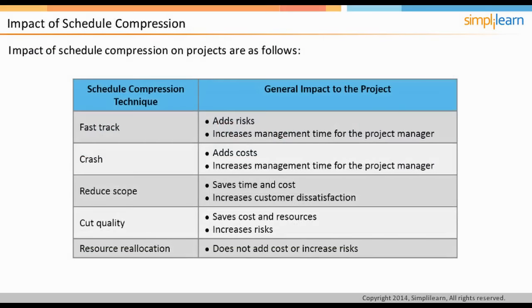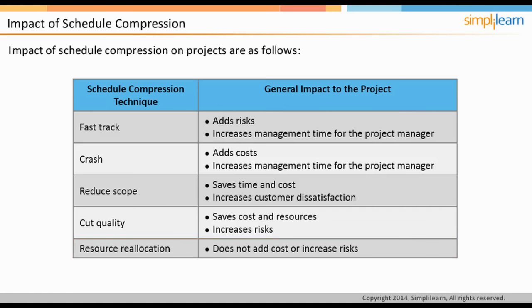Different schedule compression techniques have different impact on the project. The impact of fast track leads to risk additions and increase in management time for the project manager. Crash leads to cost addition and increase in management time for the project manager. Reduced scope, on the other hand, saves cost and resources but increases customer dissatisfaction. Likewise, cut quality saves cost and resources but increases risk. Resource reallocation does not add cost or increase risk.